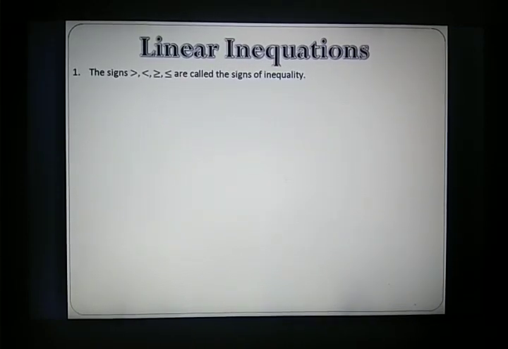So we'll start with linear inequations. This sign is known as the greater than sign, this is the less than sign, this is the greater than or equal to sign, and similarly this is the less than or equal to sign. These signs are called the signs of inequality.